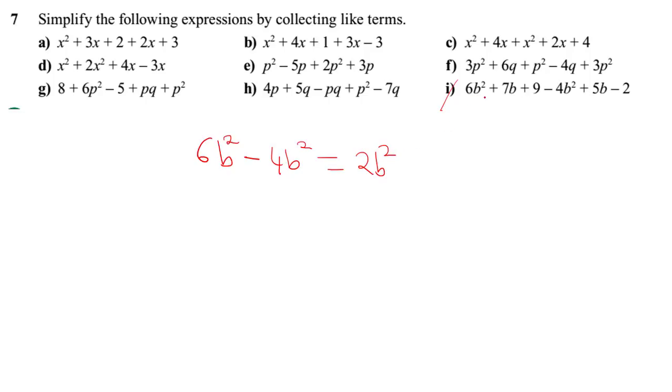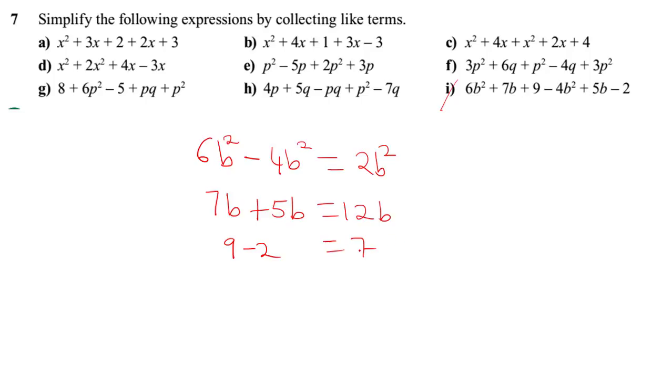After the b squared, I've got the b's. So that's going to be 7b. Now this 7b here, we need to add 5b because it's a plus in front of 5b. So 7b plus 5b is going to be 12b. Then I've got the numbers here. I've got 9 minus 2, which is basically 7.